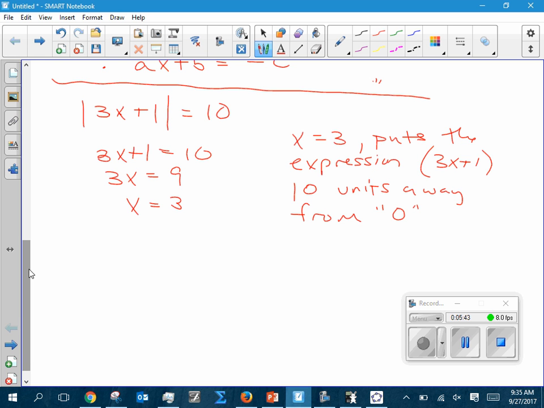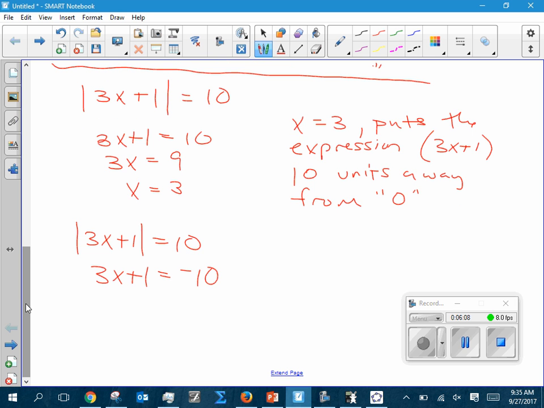So if I move to the left of 0, again, we started with this. We've already done 3x plus 1 equals 10. Now we're going to go 3x plus 1 is equal to negative 10, because we understand the idea of absolute value. If I take the absolute value of 10, it gives me 10. If I take the absolute value of negative 10, it still gives me 10, right? So we have to have that negative component in here.